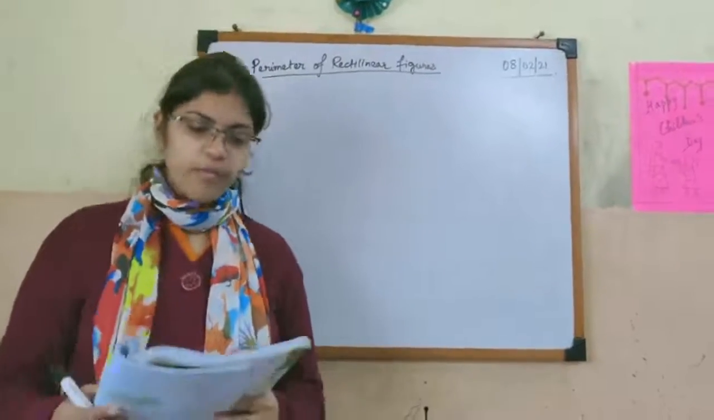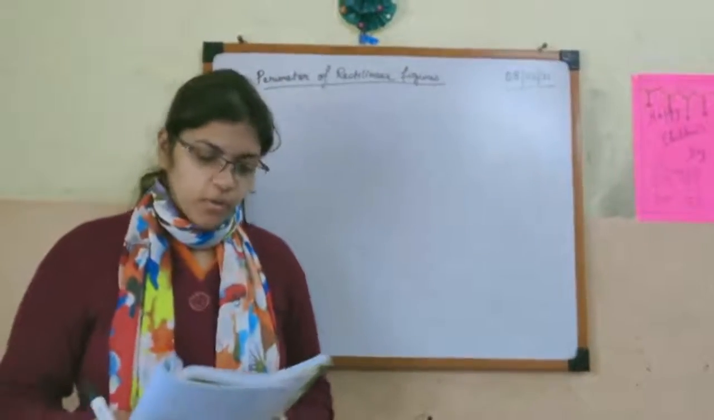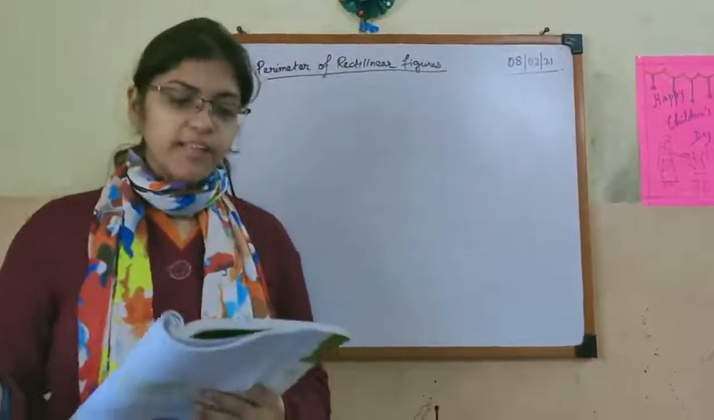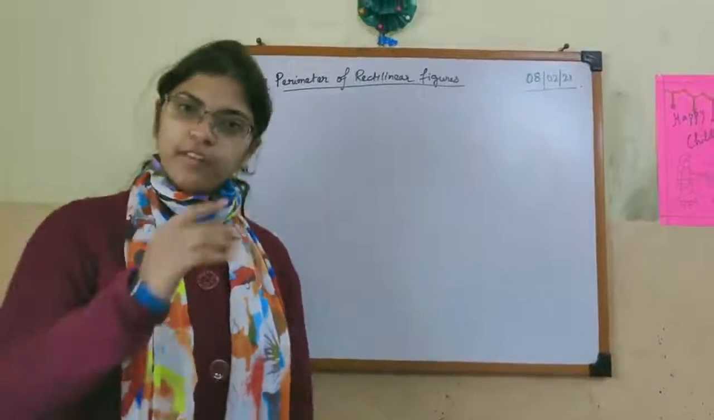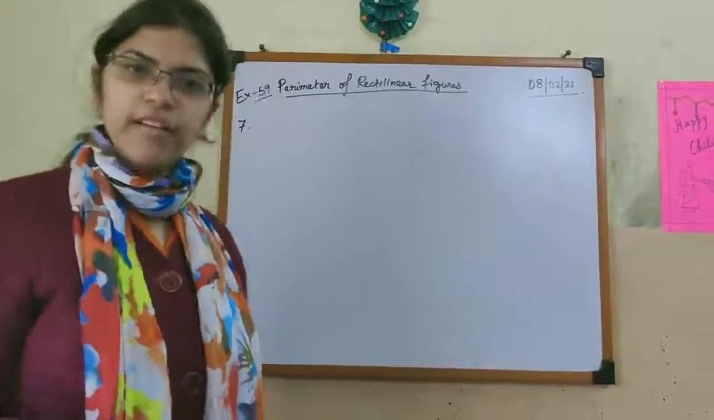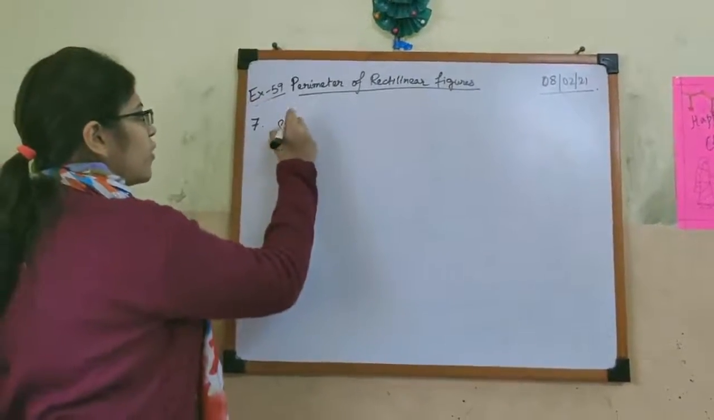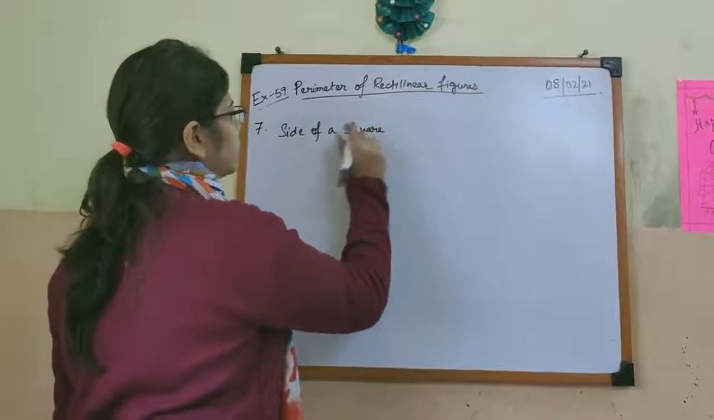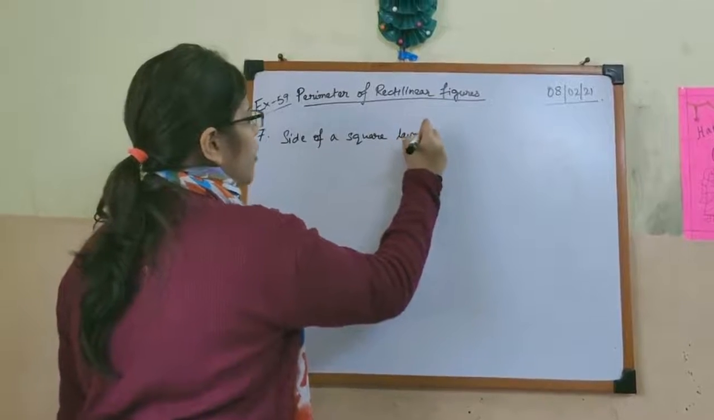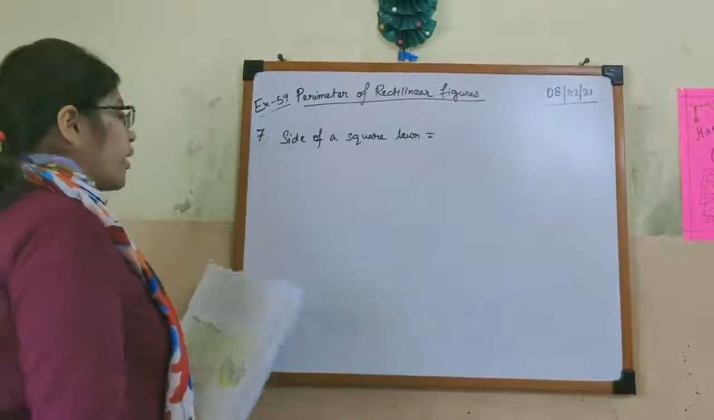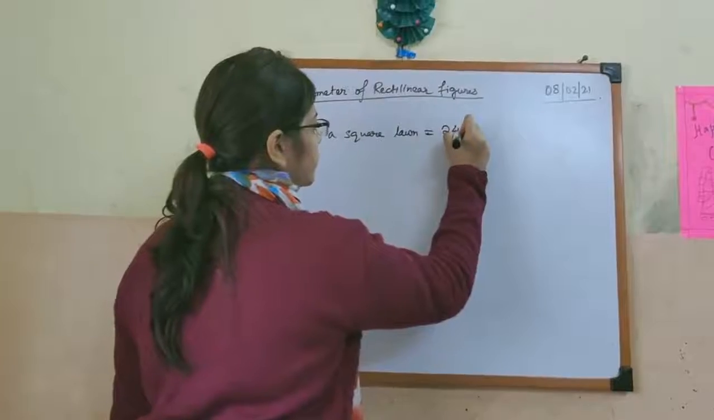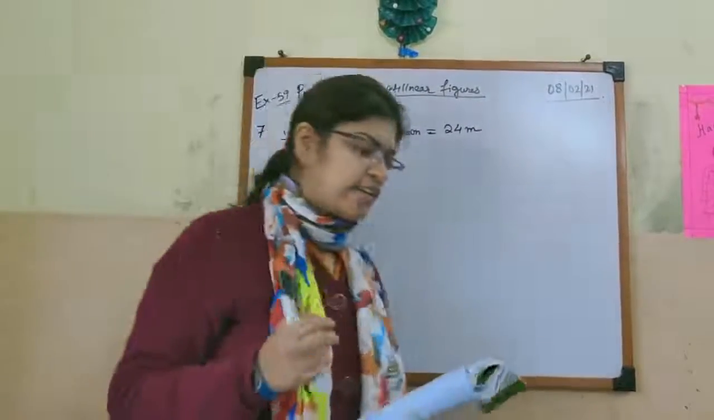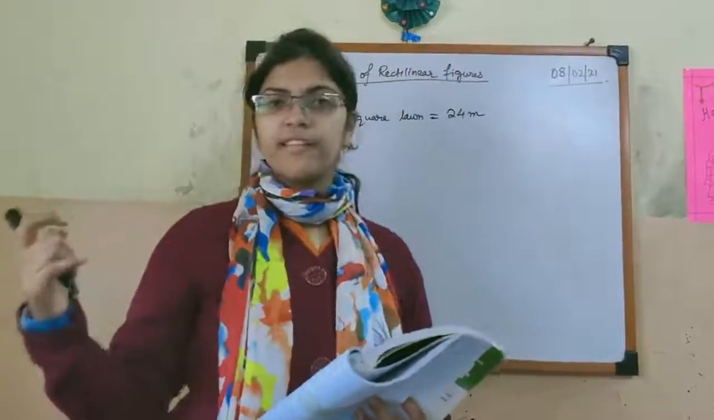Now next we have sum number 7. The question says that the side of a square lawn is 24 meter. So this is a problem sum. We will write the statement. Side of a square lawn is how much? It is given as 24 meter. Meter we can write as m. Next it says, find the length of the fence around it.